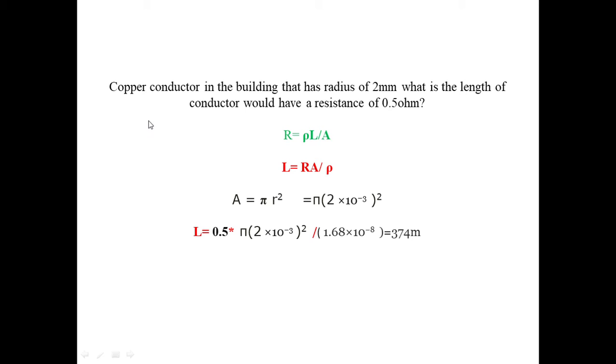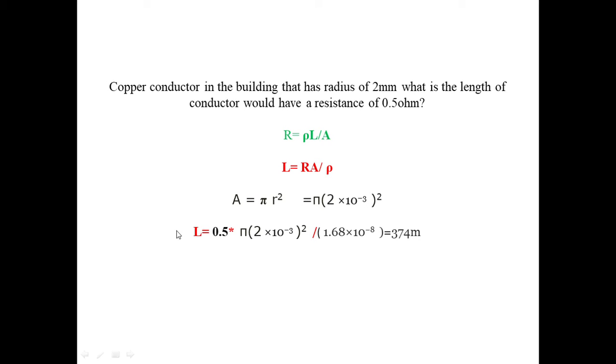Number 2, copper conductor. In a building, a conductor that has a radius of 2 millimeter, what is the length of conductor that would have a resistance of 0.5 ohm? From our rule, R is equal to rho times L divided by A. So from this rule, the length L is equal to R times A, the cross-sectional area, divided by rho.